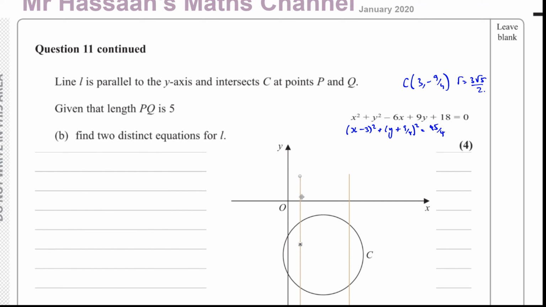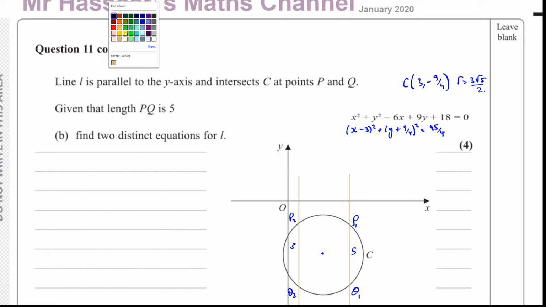And what we know is that they're both the same length. Like, for example, let's say this is P and this is Q. And let's call this P1 and Q1, and this is a second option, P2 and Q2. So the length of this line is 5 units. This is also 5 units. Now the center of the circle is here. Well, we know the radius of the circle is, as we found earlier.